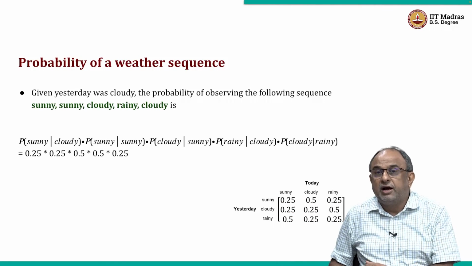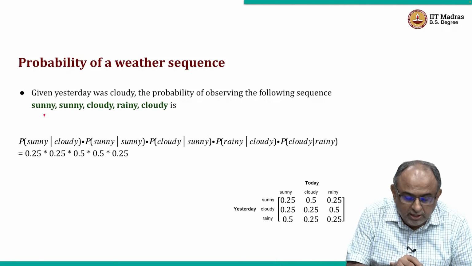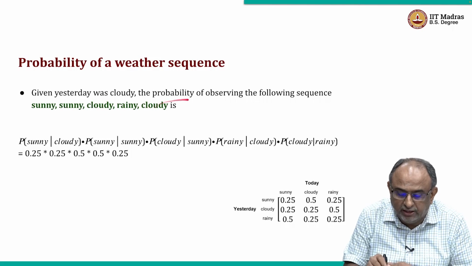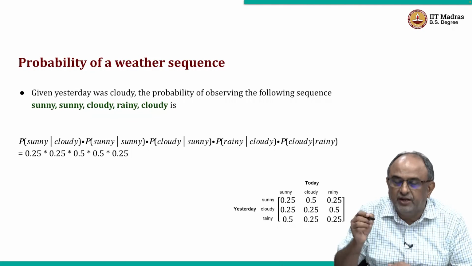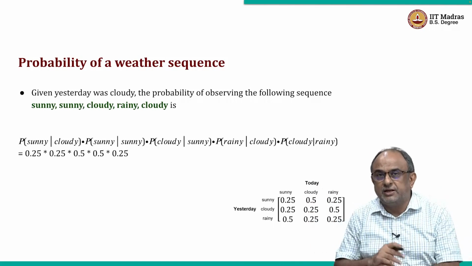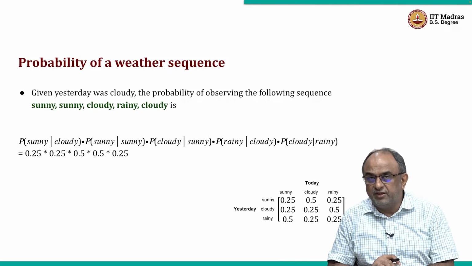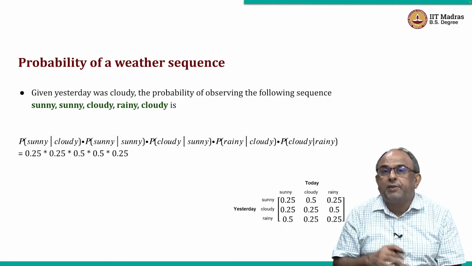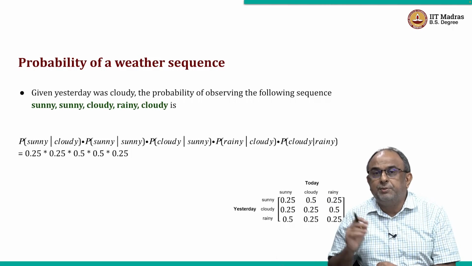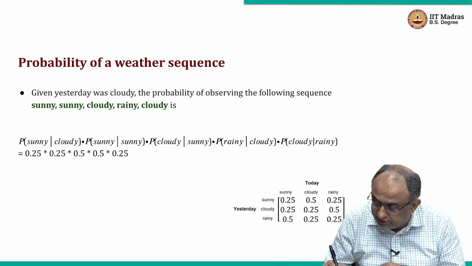So therefore, I have to look at all possible 5-day forecasts. So I can say sunny, sunny, cloudy, rainy, cloudy, or sunny, sunny, cloudy, rainy, sunny, or sunny, sunny, sunny, cloudy, rainy, whatever it is. So many conditions will come. We'll see easily how to calculate that. Given that, I'll calculate the probability for each one of them and then find the max, and that will be my best 5-day forecast. Okay, so we are going to now deal with that problem.